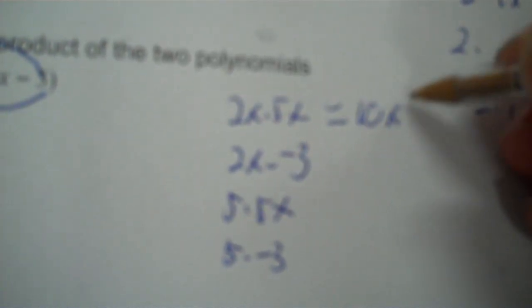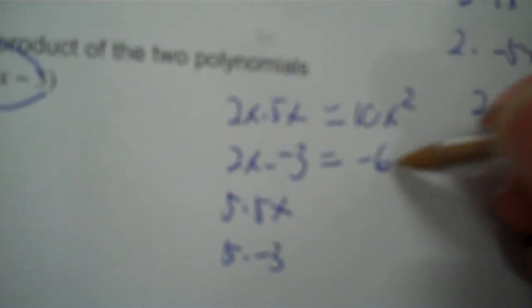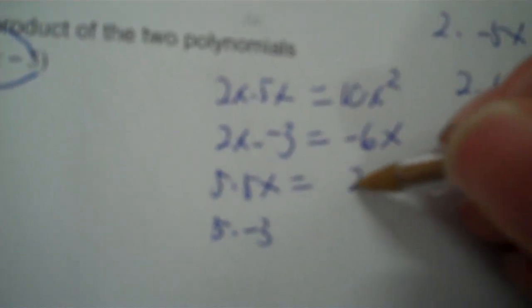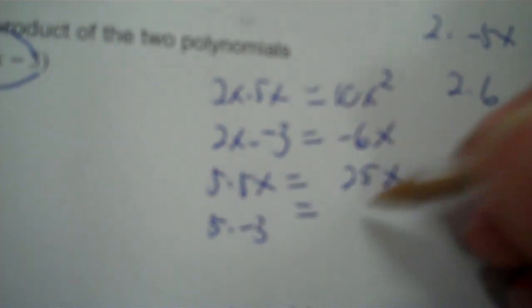So 10x to the second, negative 6x, 25x, and then negative 15. So now the degree is x to the second as your highest, then x, then the constant. So x to the second is 10, and then the x's, you add these, and that's 19, and then negative 15.